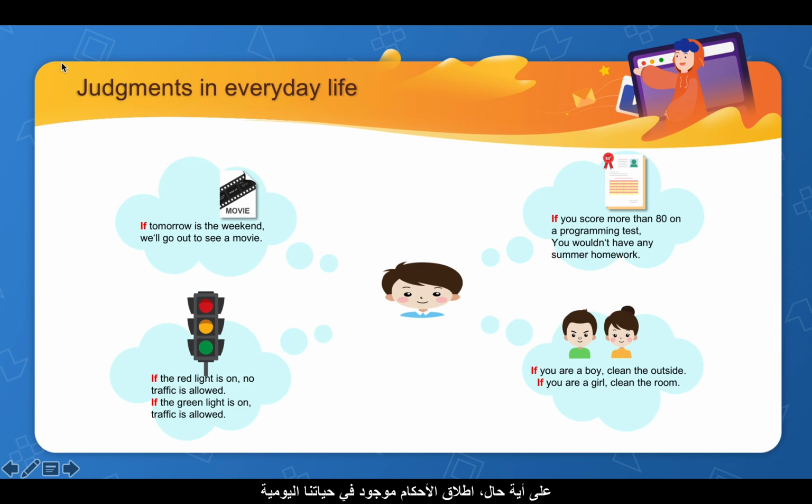However, judgments are part of everyday life. For example, when we are planning a movie time with our friends, we will say, if tomorrow is the weekend, we will go to see a movie. Or when we cross the street, we need to follow the traffic rules. If the red light is on, no traffic is allowed. If the green light is on, traffic is allowed.